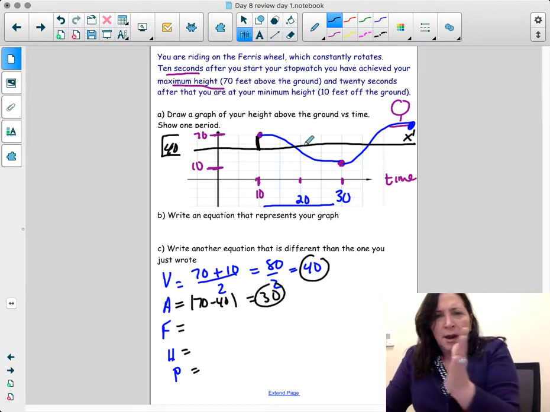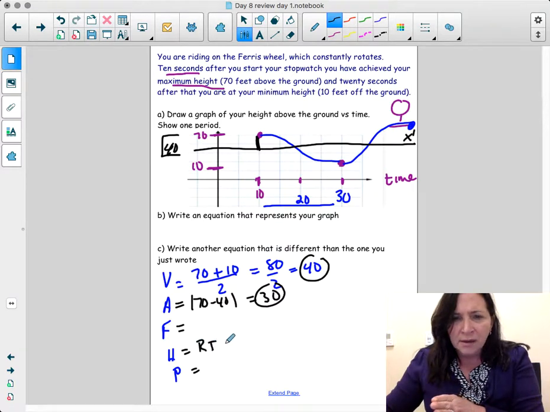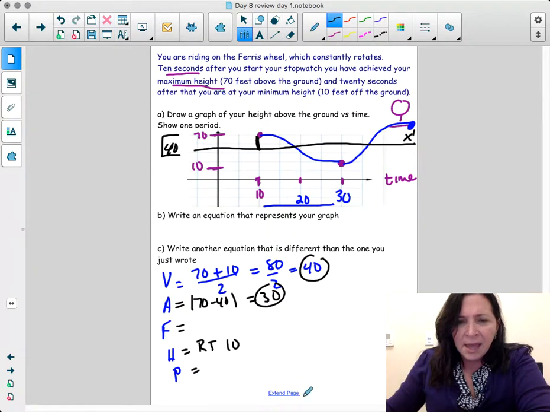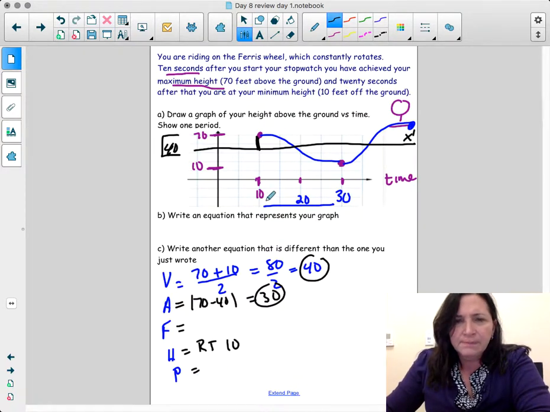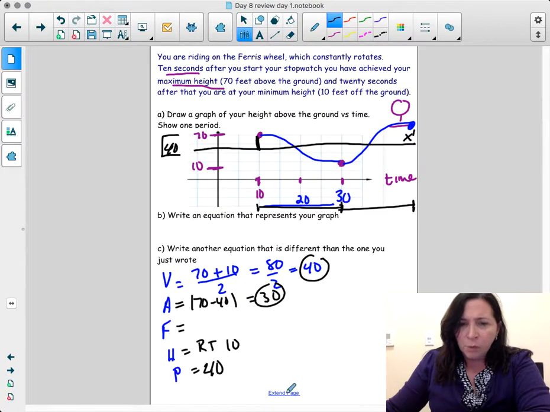Now, where I want to start at a high point for cosine, so this is where I want to start. So that means I have a shift right of 10 seconds. And lastly, my period. If half of my period is 20 from here to here, then my entire period is going to be 40 seconds.